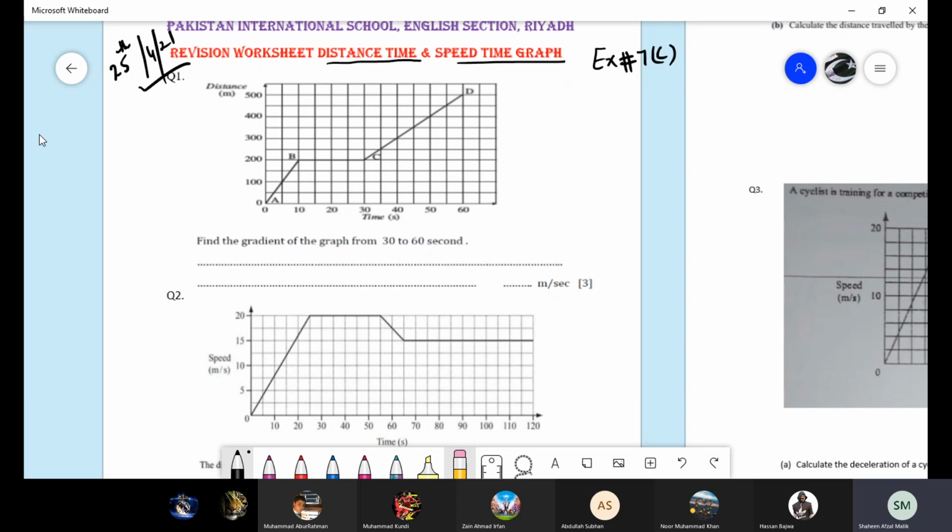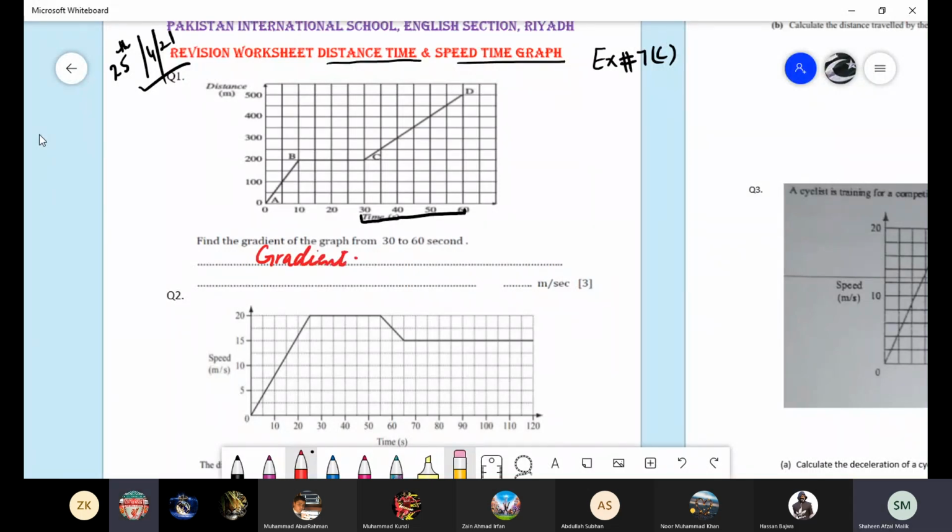From the first question, we have to find out the gradient of the graph from 30 to 60 seconds. Yes, my dear students, how are we going to find out the gradient? Do you remember? Yes, ma'am. So how are we revising the gradient? How are we finding the gradient?